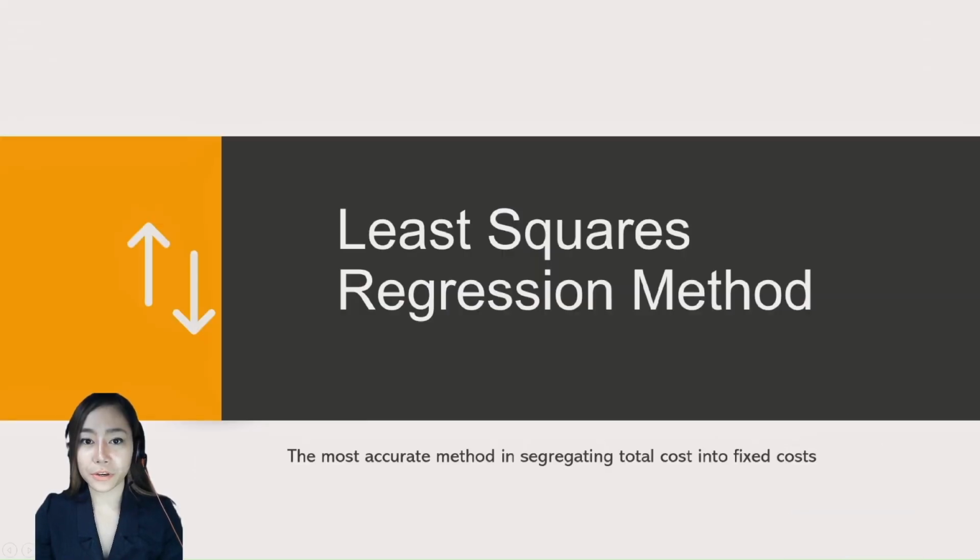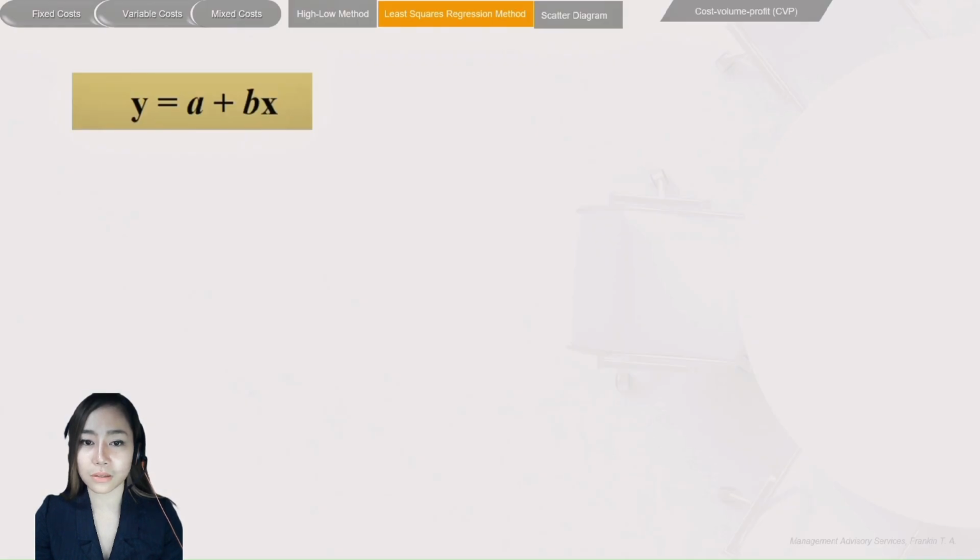Now let's proceed to the least squares regression method. Regression analysis, also called the least squares method, is a statistical technique that may be used to estimate a linear total cost function for a mixed cost based on past cost data. The function can then be used to forecast costs at different activity levels, as part of the budgeting process, or to support decision-making. This is the most accurate method in segregating total costs into fixed and variable costs.